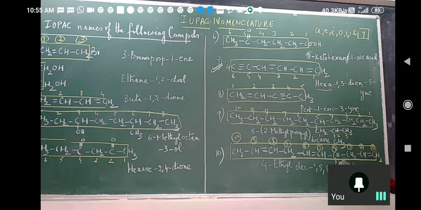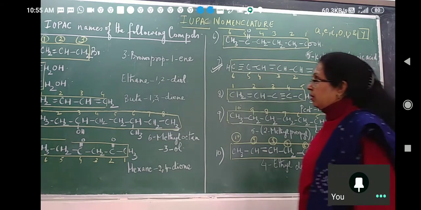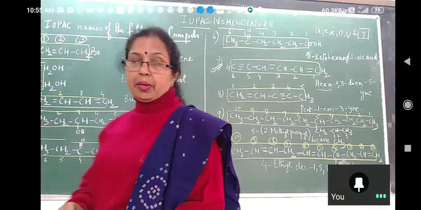So now it becomes 4-ethyl (CH2CH3) dec-1,5,8-triene. Okay, triene. This is your IUPAC nomenclature.